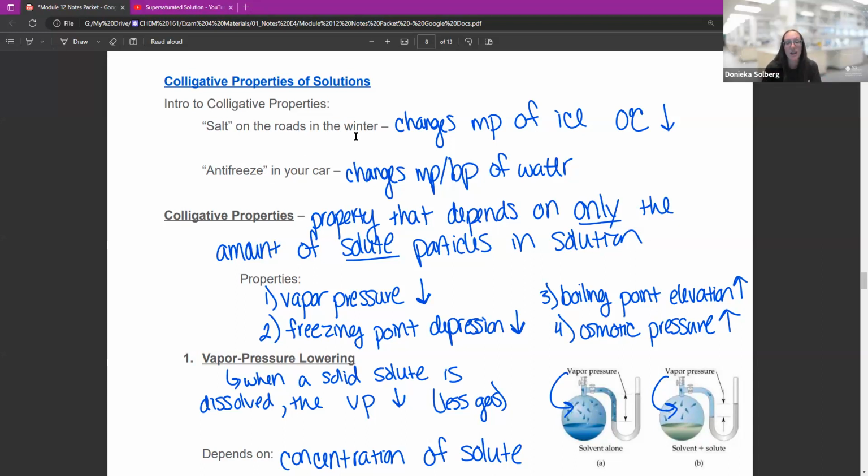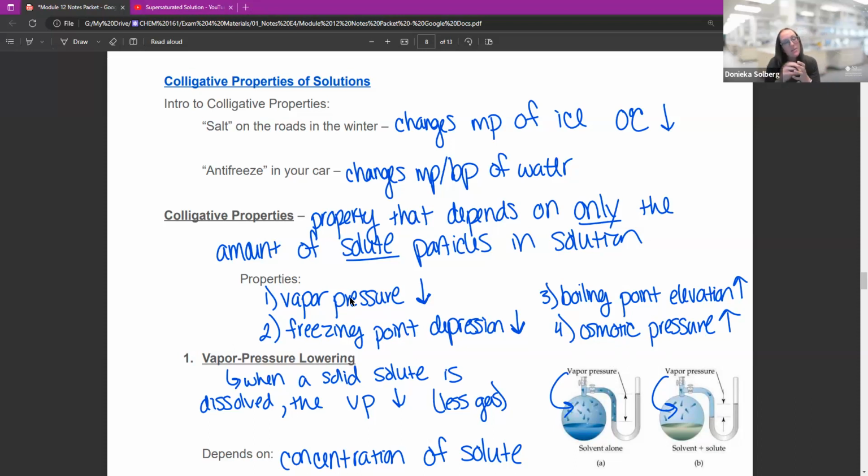how to change a melting point or boiling point, or there are other properties too that you can change based on how much stuff you dissolve. So colligative properties are any property that depends on only the amount of solute particles in solution. So it's something that is only affected by how much stuff you dissolve. That's it. The four that we're going to talk about are vapor pressure, freezing point, boiling point, and osmotic pressure. Vapor pressure would mean the amount of gas in a closed container.